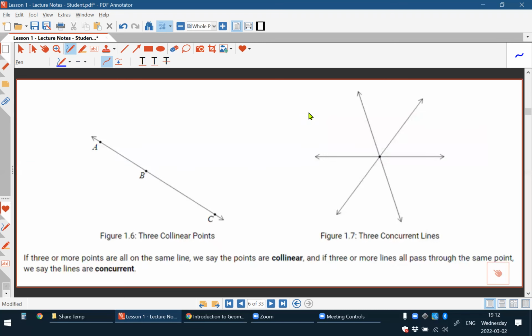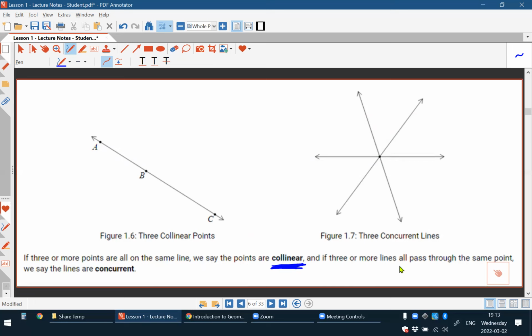All right, next, some related concepts. If 3 or more points are on the same line, we say that these points are collinear. Okay, this is the concept of collinear. Collinear means all the points are on the same line.